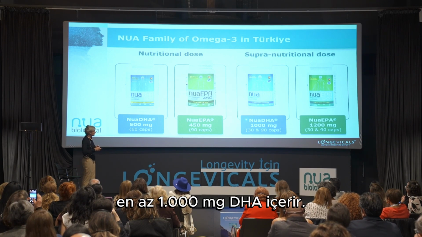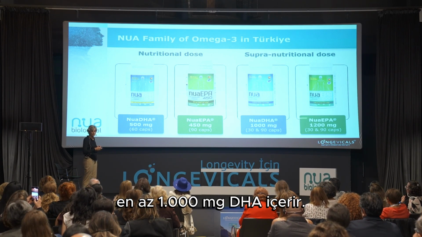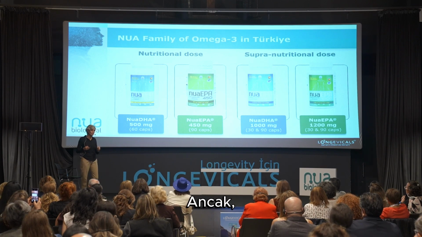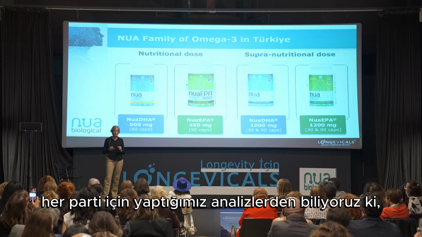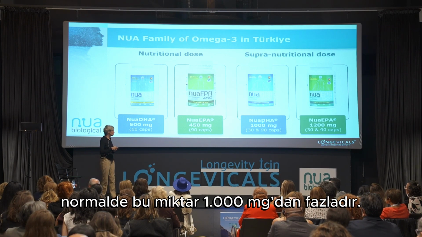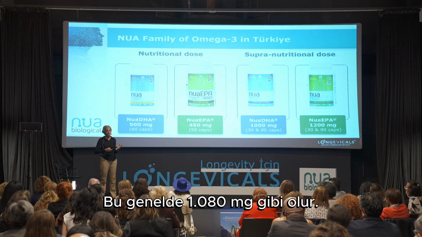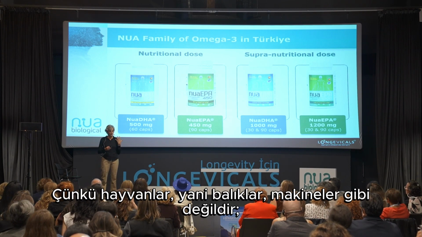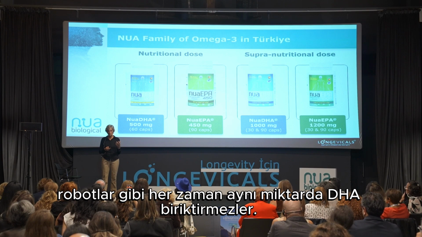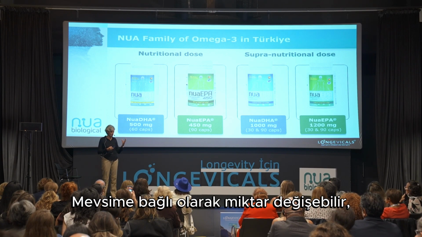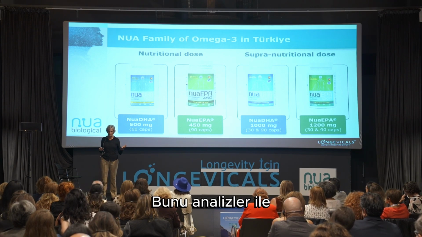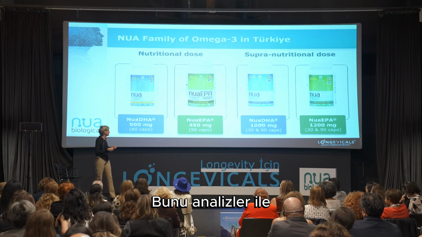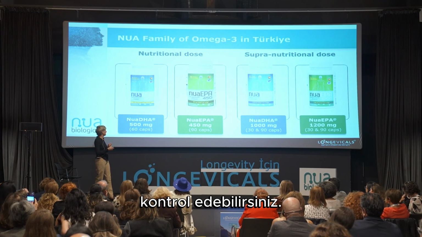Like NUA DHA 1000 has at least 1,000 milligrams of DHA, although we know from the IFOS analysis that we do with every batch that normally there's more DHA than that. There's 1,100, 1,080, because animals, fish, are not machines, so they are not like robots that accumulate exactly the same amount of DHA always. Depending on the season when you fish, it could vary. So there's always more than 1,000, okay? You can check it with the IFOS analysis.